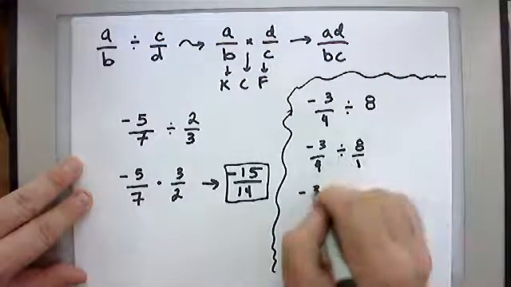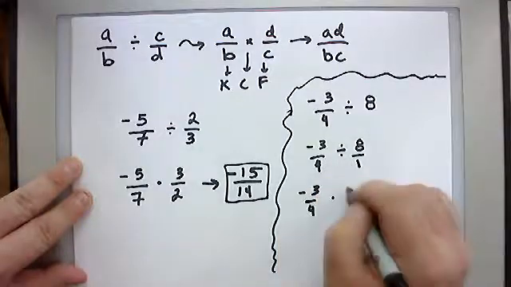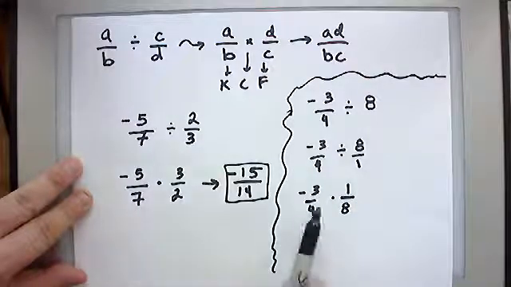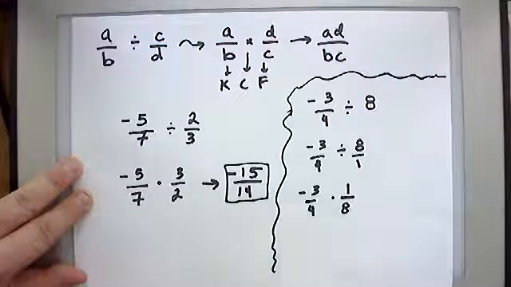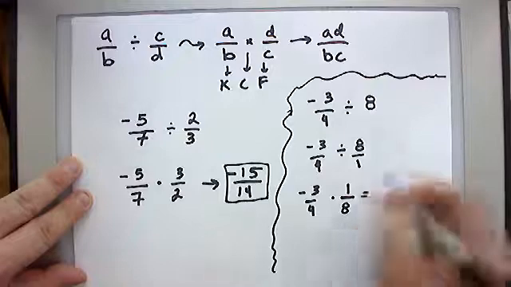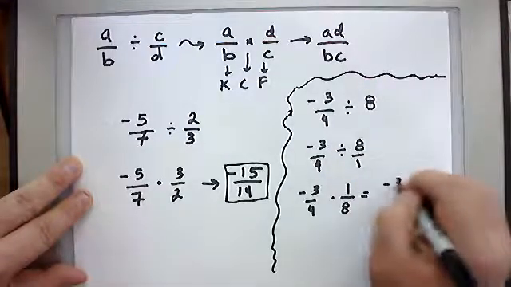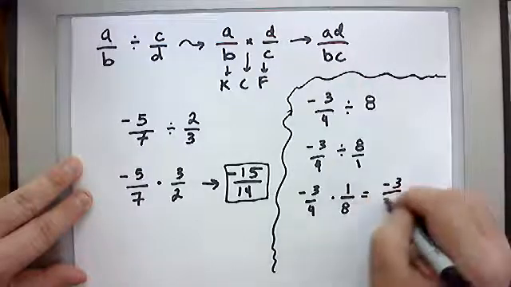So once we flip the second one, you'll see that the 4 and the 8 were not in a position to cross-cancel after all, right? We said any numerator could cancel with any denominator. You can't cancel denominators with each other. This is why you need to wait until it's multiplication. Don't try to cross-cancel when it's still division. Negative 3 times 1 is negative 3. 4 times 8 is 32.